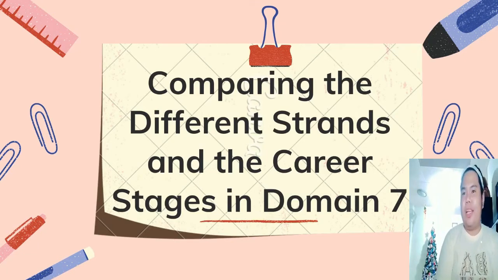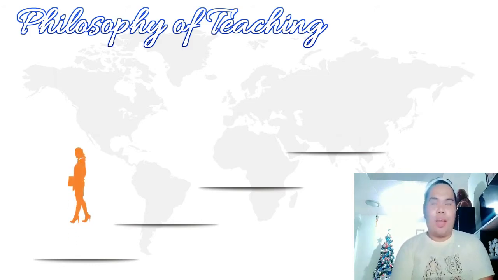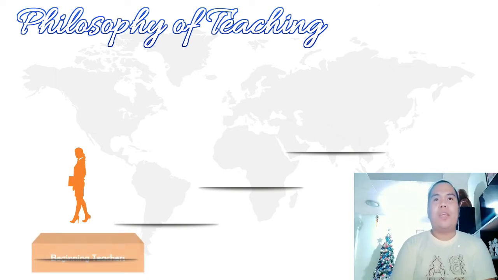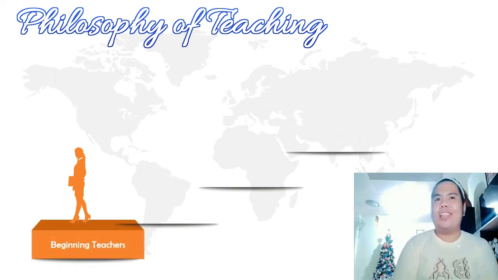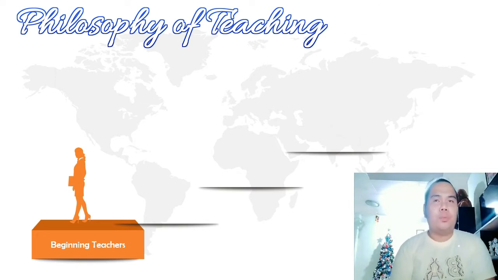Comparing the different strands and the career stages in Domain 7. So let's start with Strand 7.1, which talks about philosophy of teaching. In the beginning stage, the teacher is about to show his or her personal philosophy of teaching that aims to achieve a learner-centered environment or teaching.